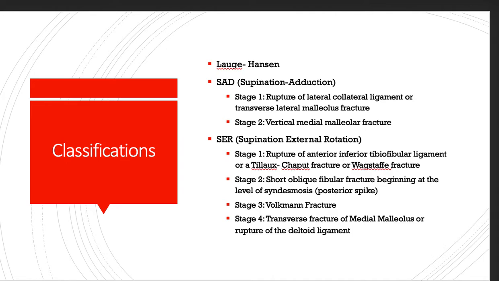Then we go on to stage 2, which describes a short oblique fibular fracture beginning at the level of the syndesmosis, resulting in a posterior spike. This is the most common type of supination external rotation fracture. Then stage 3 is a Volkmann's fracture, which is a posterior tibiomalleolar fracture from the PITFL. Stage 4 is a transverse fracture of the medial malleolus or a rupture of the deltoid ligaments.